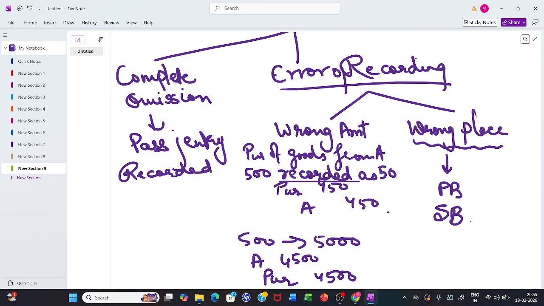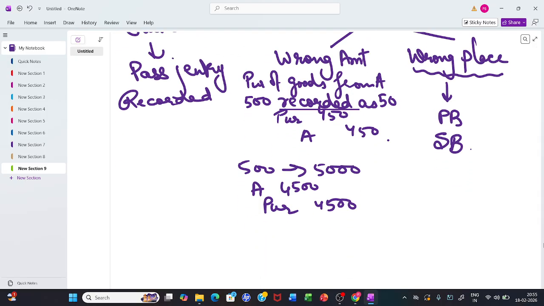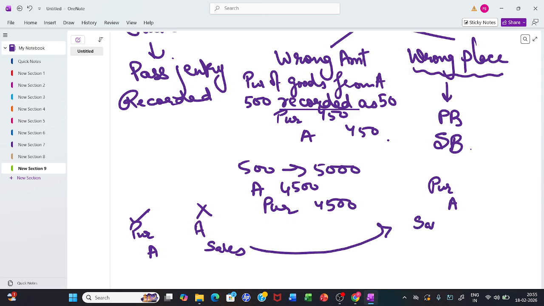Okay, so to rectify that, we have a shortcut also and a long route also. First, understand the long route. Purchase of goods from A, purchases to A is the correct thing. But what have I done? I have done A to sales. This is correct. This is wrong. So how do I rectify it? Correct is purchases to A. This wrong, I reverse. I write sales to A.